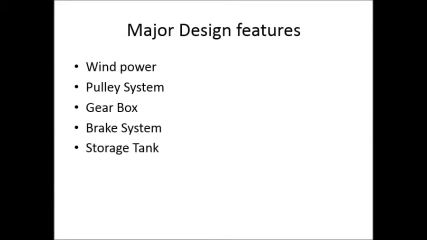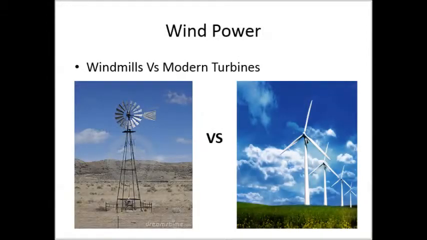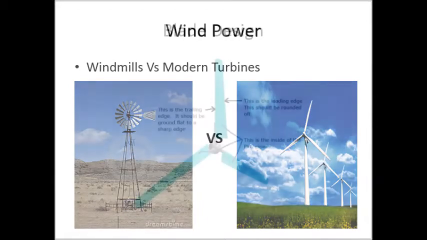After we established what the problem was, we broke it down into the major design features that the rope pump would have. These features include the wind power mechanism, the pulley system, the gearbox mechanism, the brake system, the clutch, and the storage tank. For the wind-powered system, we'll be looking at traditional windmills versus modern turbines.